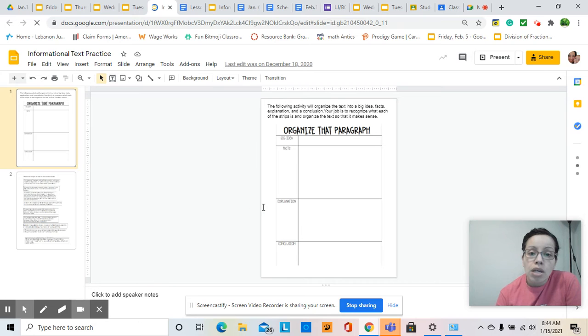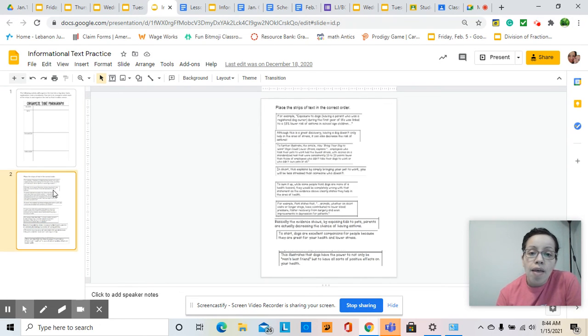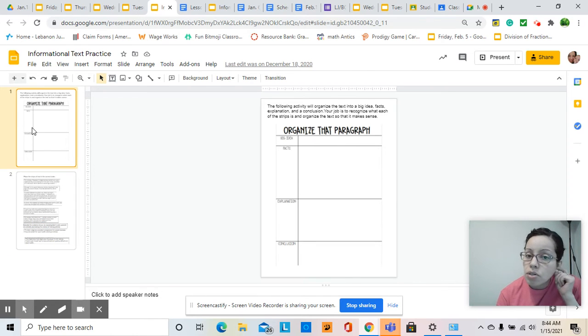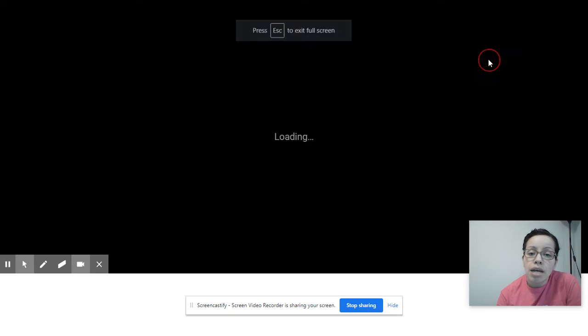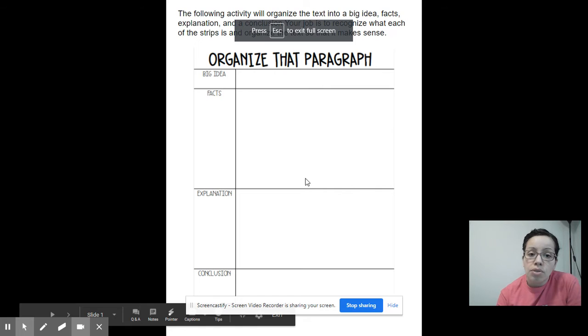In that work, you will need to organize the paragraphs. You have different paragraphs here, and I want you to find the big idea. What are the facts about the topic? What are the explanations about the topic? And what is the conclusion? This diagram right here kind of gives you an idea of how you need to organize your text. So we need to have the big idea, the facts, the explanation, and the conclusion.